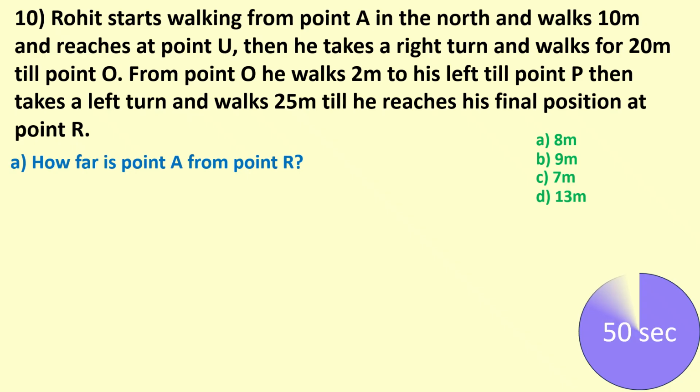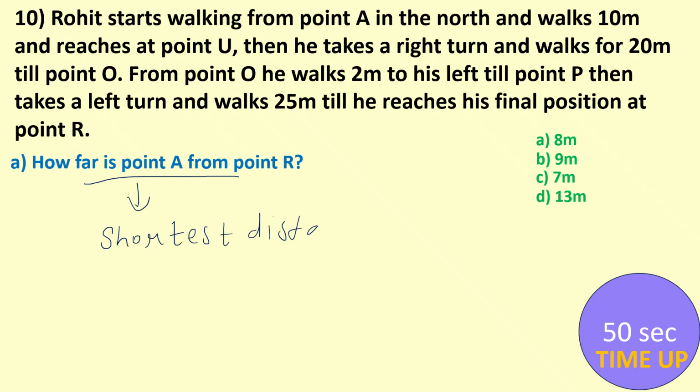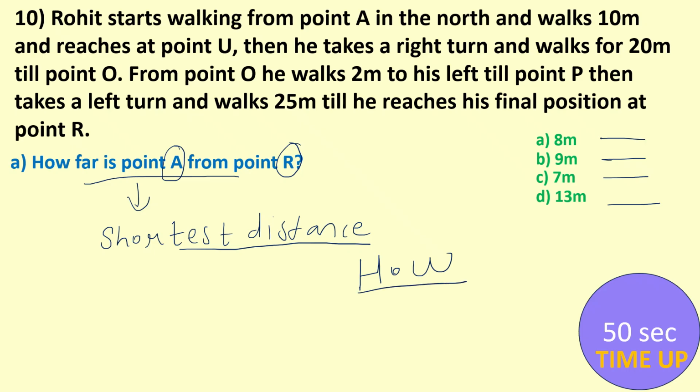The question asked is, how far is point A from point R? So what is asked here? Here the shortest distance is asked, correct? How far means your shortest distance is asked. So you need to find out the shortest distance between point A and point R. Note down the four options: 8 meter, 9 meter, 7 meter and 13 meter. Solve this and tell me the answer in the comment section below. This is your homework question.